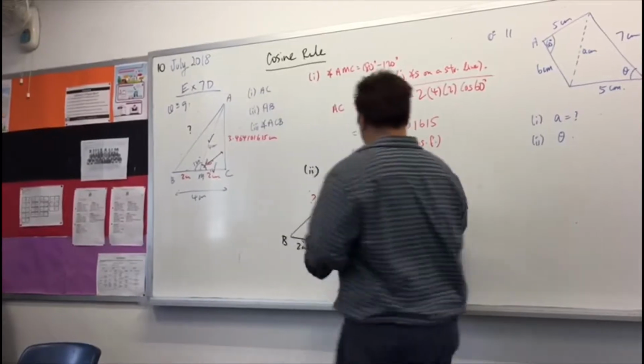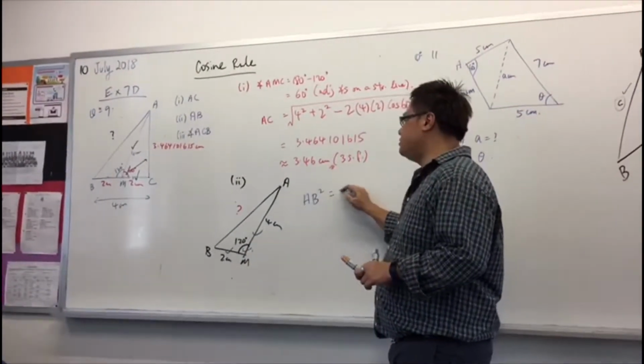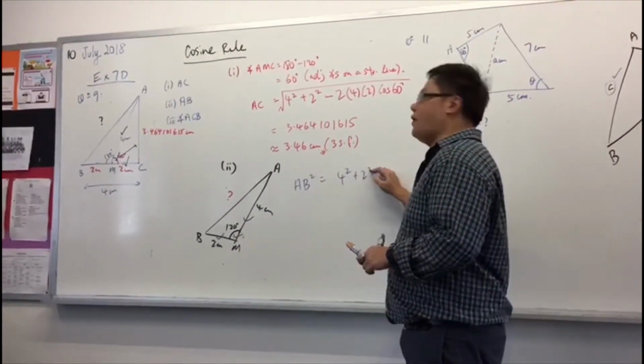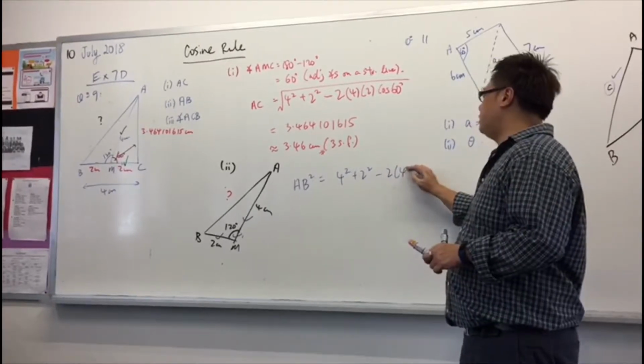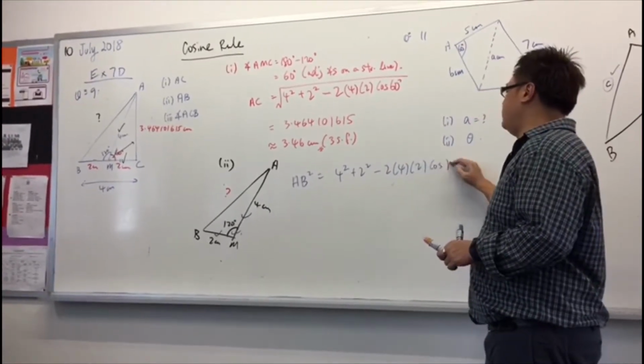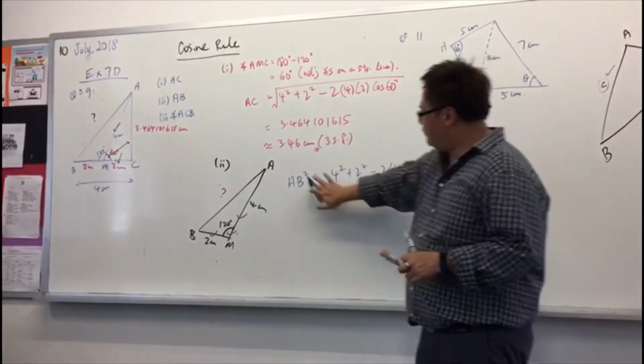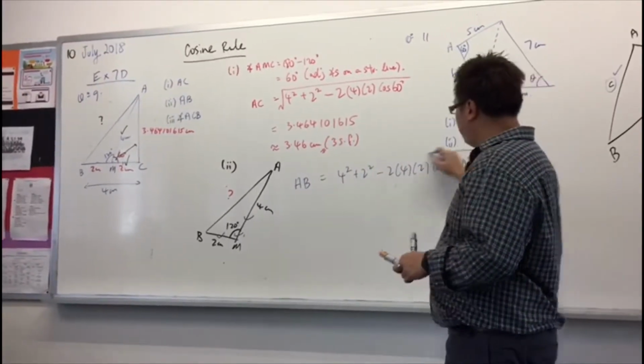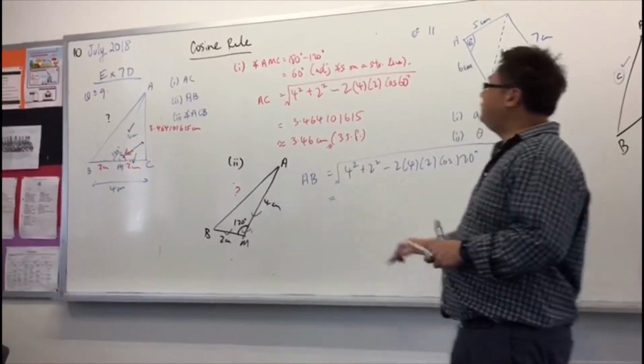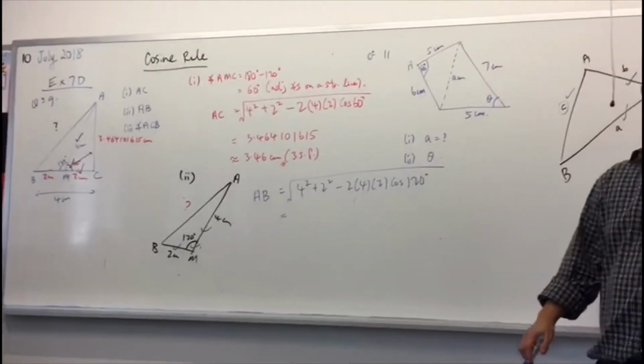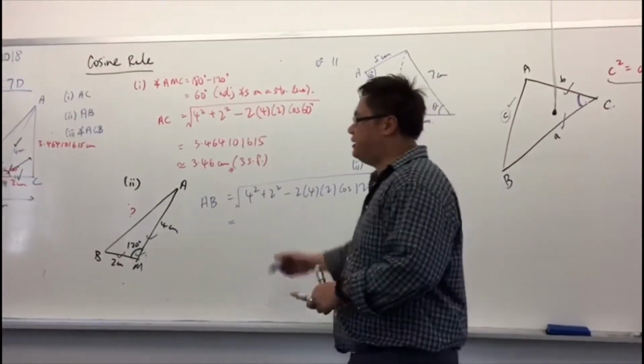So cosine rule, AB square is equal to 4 square plus 2 square minus 2 times 4 times 2 times cosine 120 degrees. Want a shortcut? Remove the square and then put the square root sign. Punch your calculator, you will have the answer. So what's the answer for those girls who have already done it?